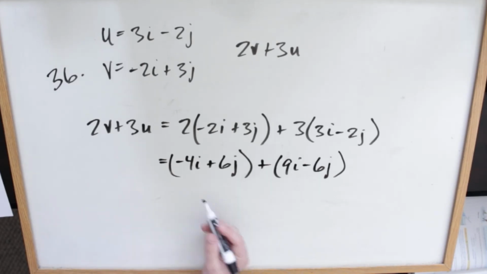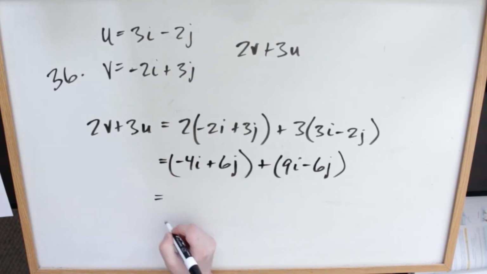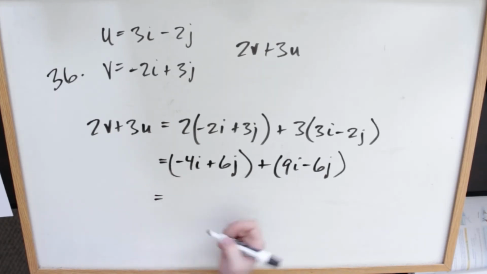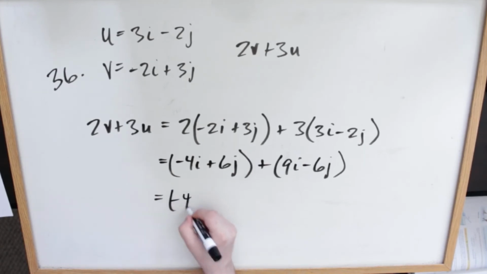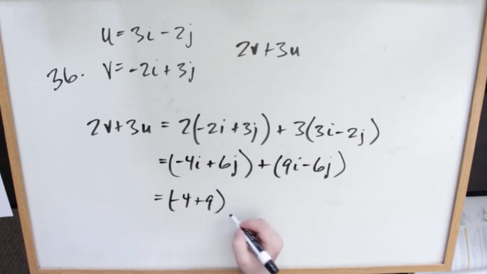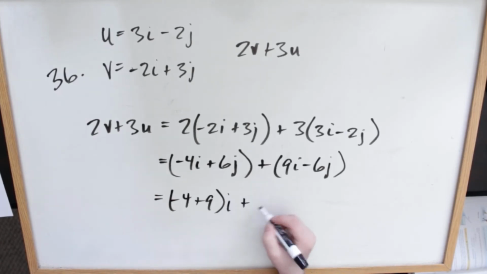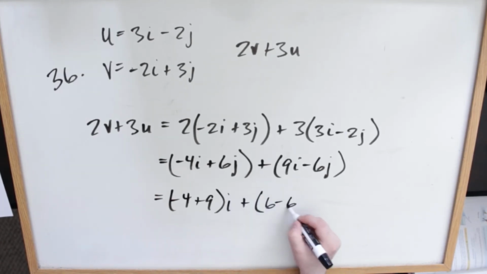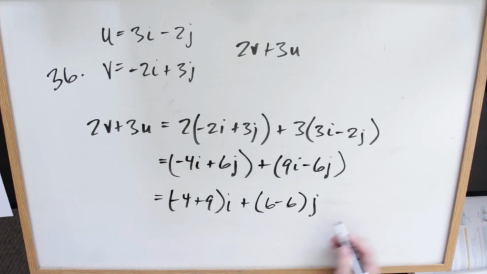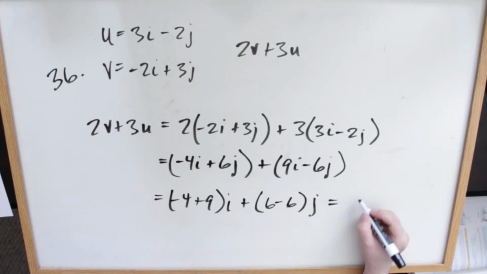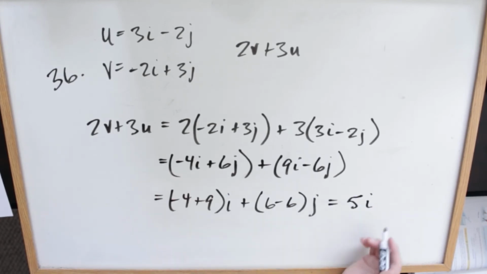And now what we do is we combine the components, the scalars that are in front of each of these unit vectors, together times that unit vector. So now this becomes a minus 4 plus 9 times i plus a 6 minus 6 times j. And what we get is that's actually going to be 0. This is going to be a 5i. Okay? And again, that is a vector. I'll put the vector right there.